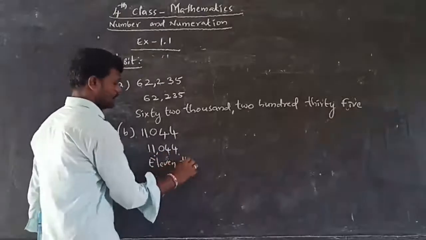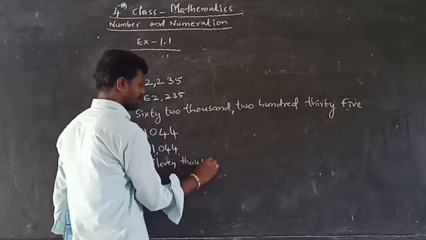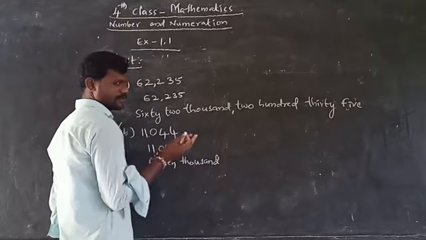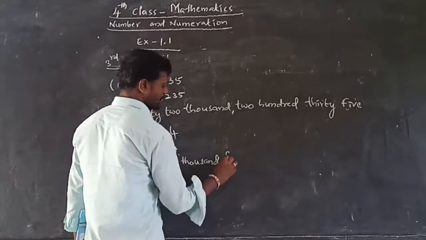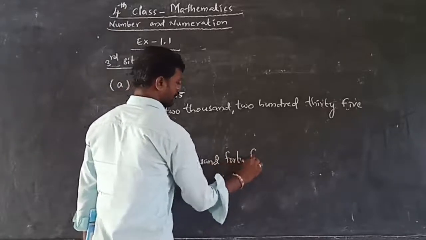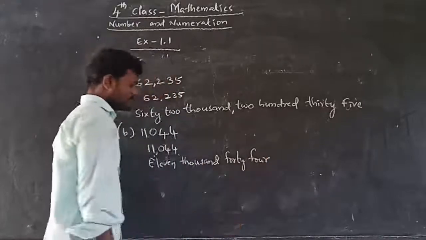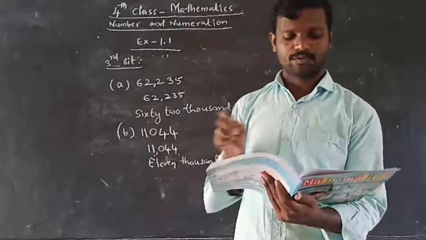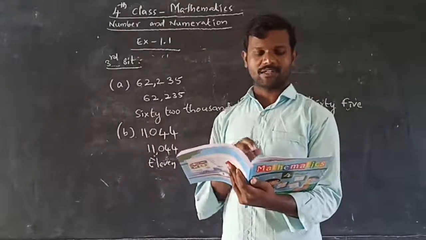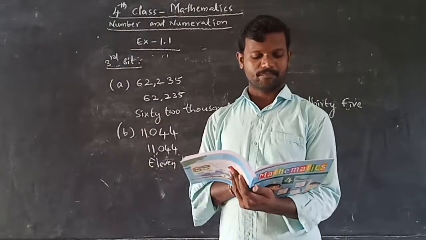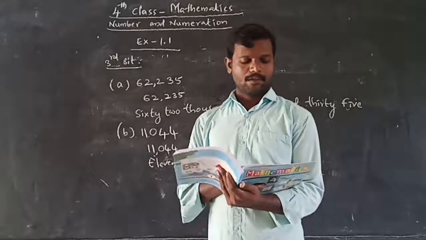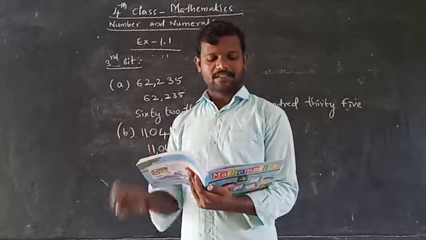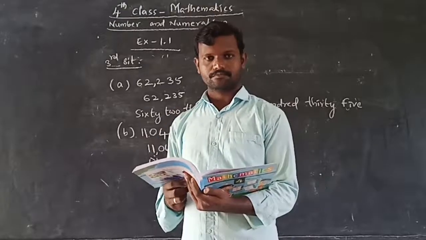Eleven thousand. 11,000. Hundreds place 0 is there, so no need to write. Then next one, forty-four. 11,044. That is the number. Similarly, two other numbers are there in third bit. You complete it yourself. Next one. Fill in the blanks. So a number is given. All places you have to write it.